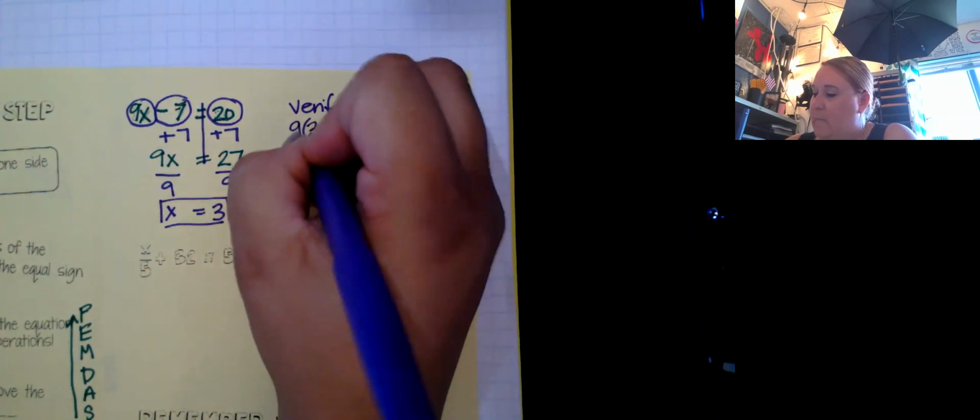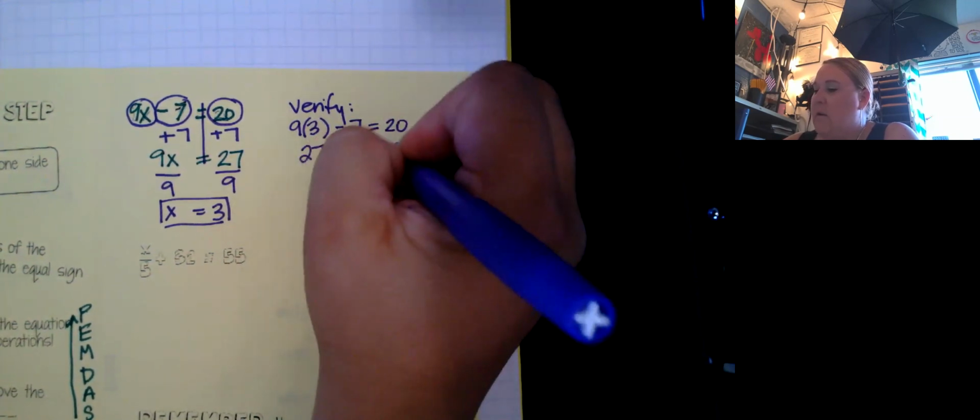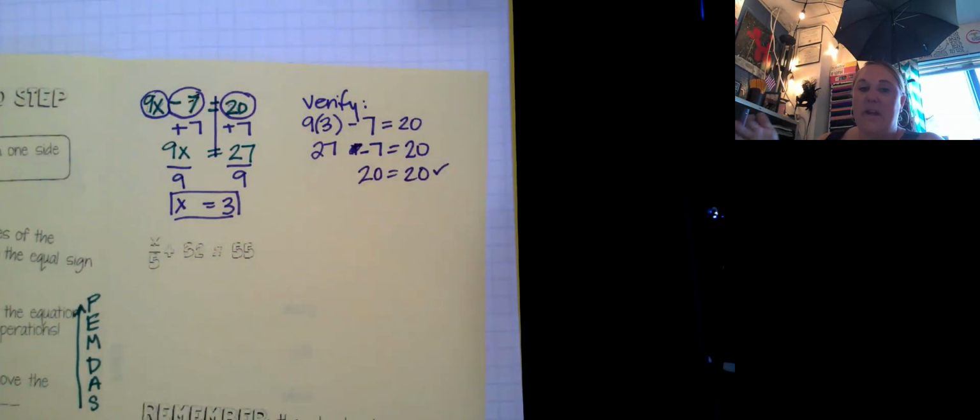So I have 9. Instead of x, I'm going to plug in 3 minus 7 equals 20. So I have 27. Oops, sorry, not plus. Minus 7. Is that equal to 20? It is. So I know that I got my solution correct. All right.